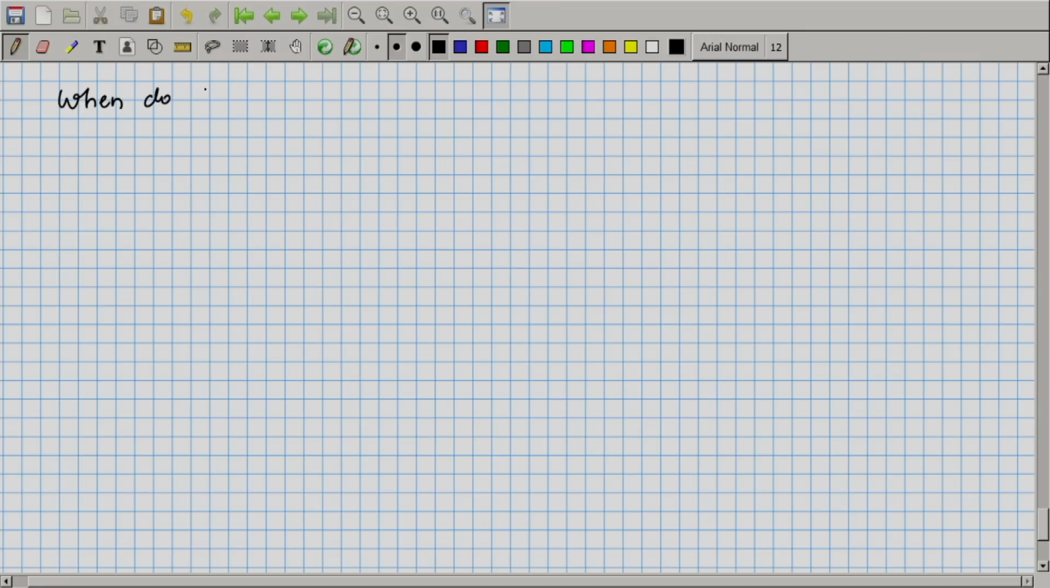When does the edge contraction algorithm fail? Okay. If we choose a cut edge at any stage during our algorithm, then the algorithm is not going to find a minimum cut.